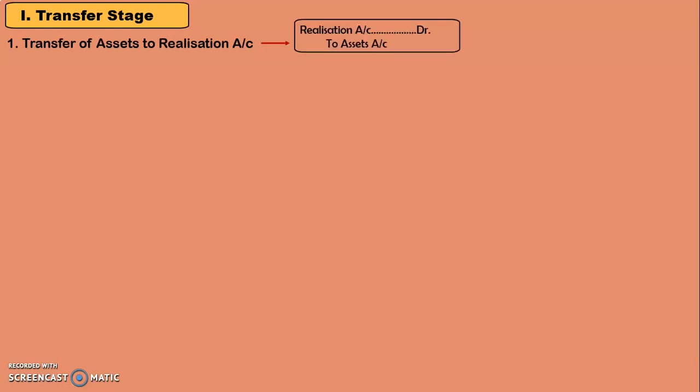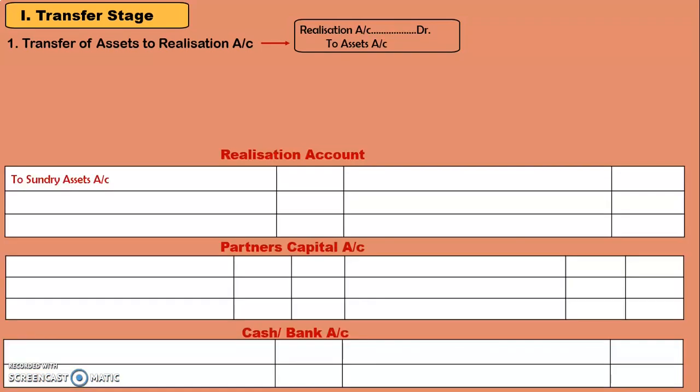In this transfer stage, all the balances from the balance sheet are to be transferred. So first, transfer all the assets to realization account. The journal entry is realization account debit to asset account. We write this on the debit side of realization account as to sundry assets account, and we write each asset individually here. Then we transfer the outside liabilities to realization account.